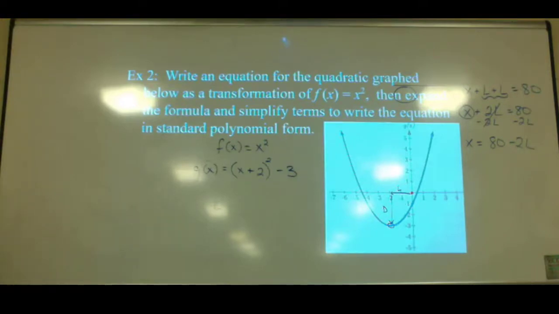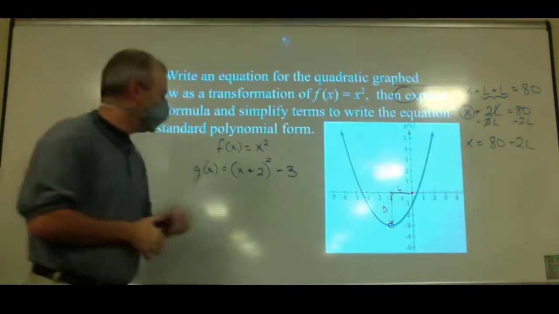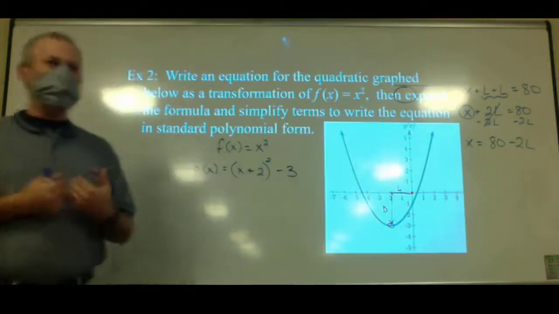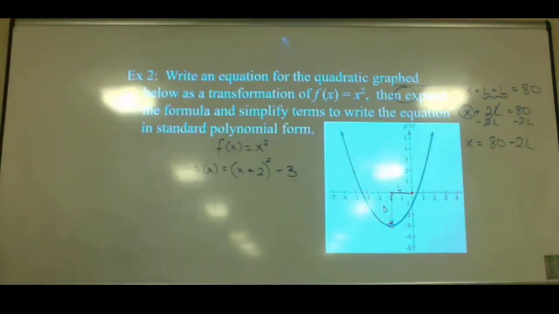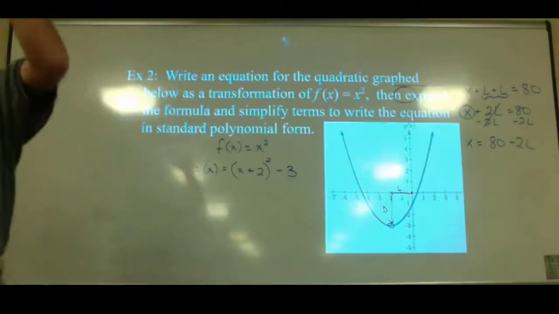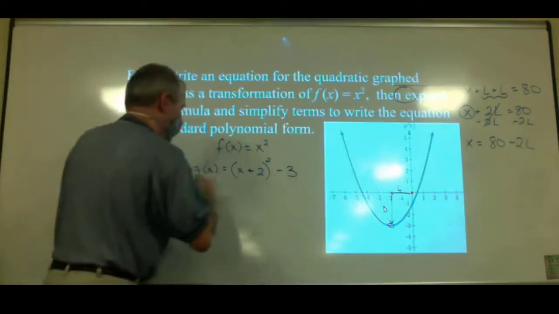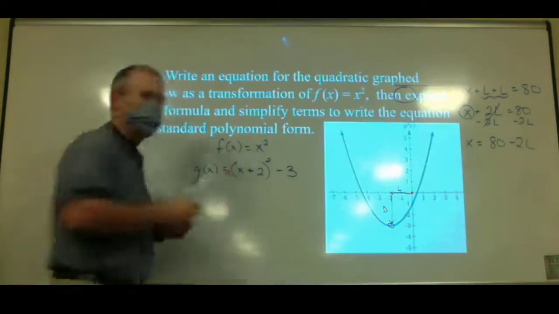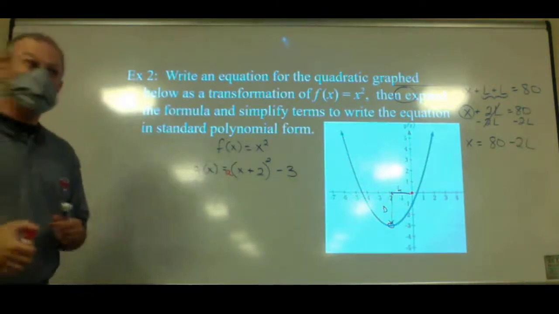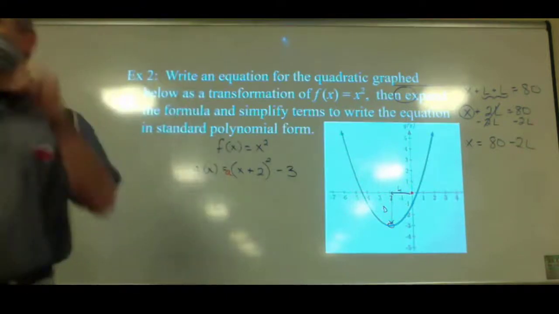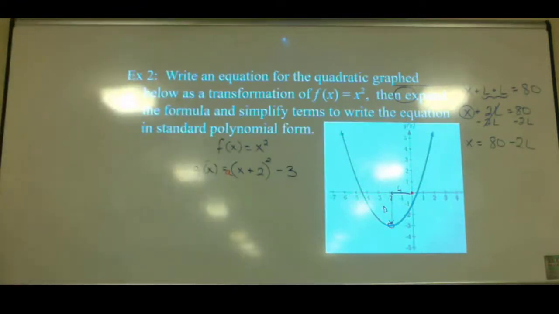The problem is, this one hasn't just been moved over and down. They also changed its shape just a little bit. Not much, but just a little bit. So here's how we can figure out how they did that. And the other point, when you change the shape, you're stretching it or shrinking it. And there's this a value in the front that is in charge of stretching and shrinking. Okay, so here's how we do this. And you may remember this. We talked about this a couple weeks ago.